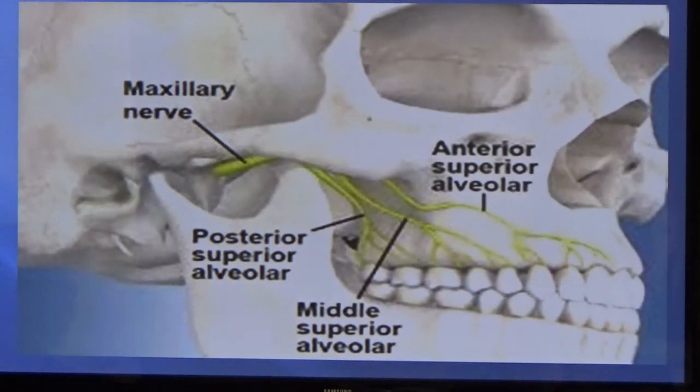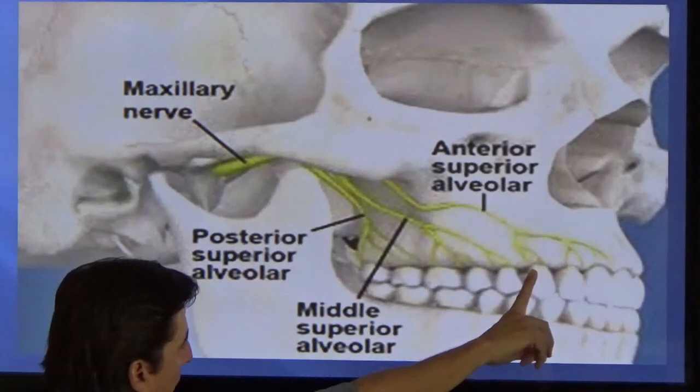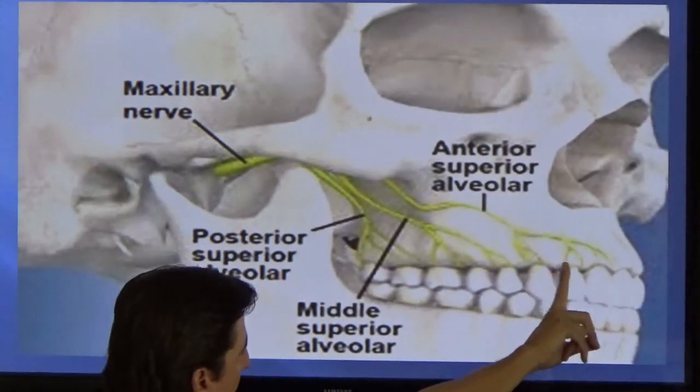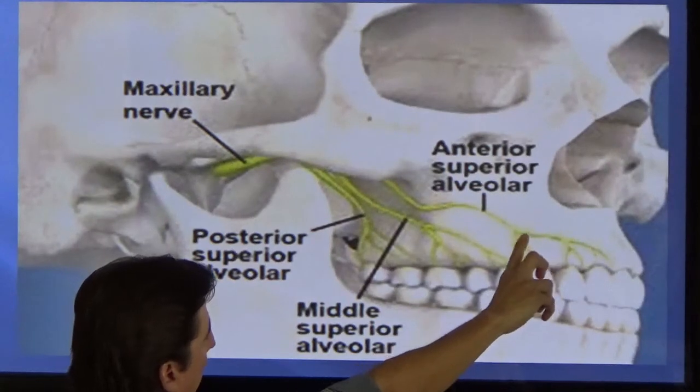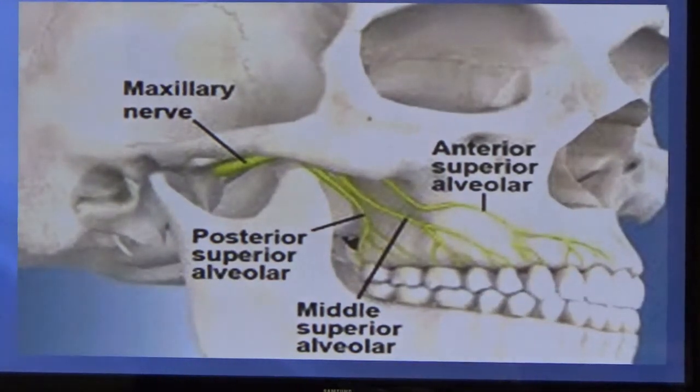So this is why we numb up here. If we were working from the canine forward, any of these teeth from the canine forward, we can numb up here, and all these are going to be numb. If we're doing the premolars, we're going to do an MSA. If I'm doing any of the molars, I'm going to do a PSA. PSA, MSA, ASA, on either side, left or right. Same thing, PSA, MSA, ASA. Nasopalatine, greater palatine.